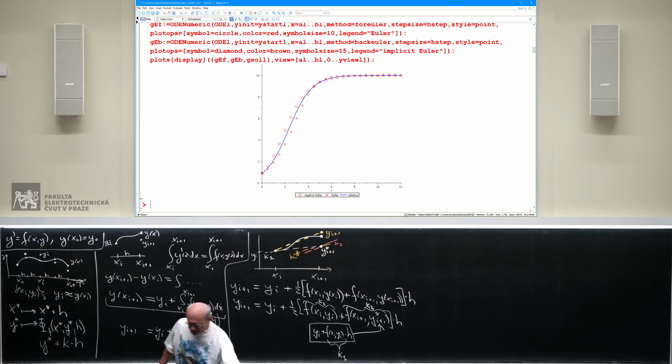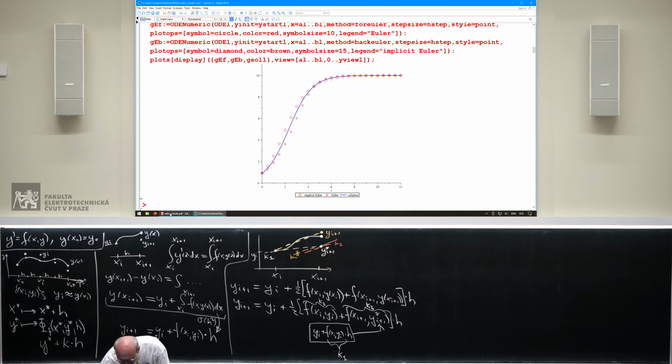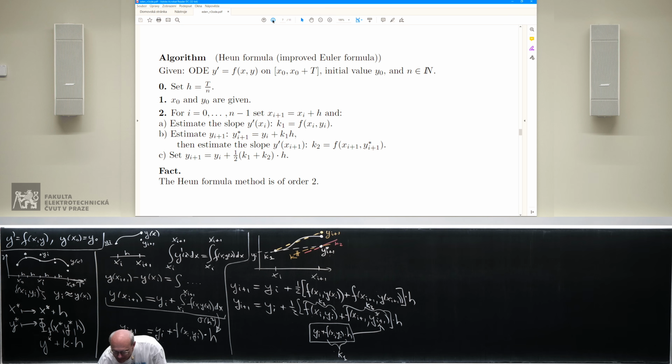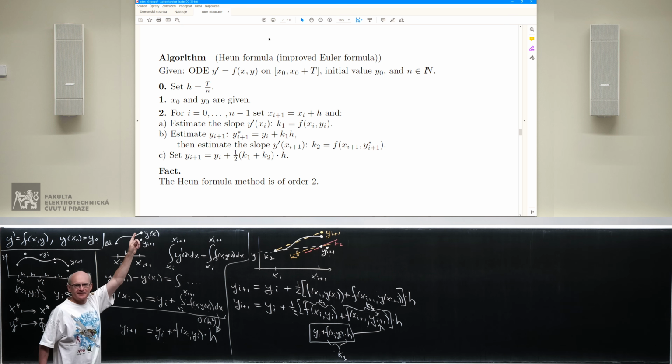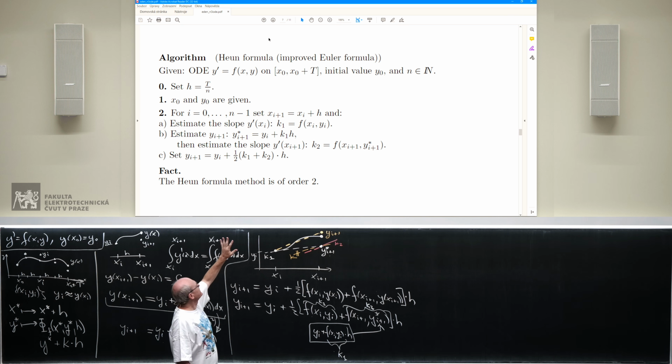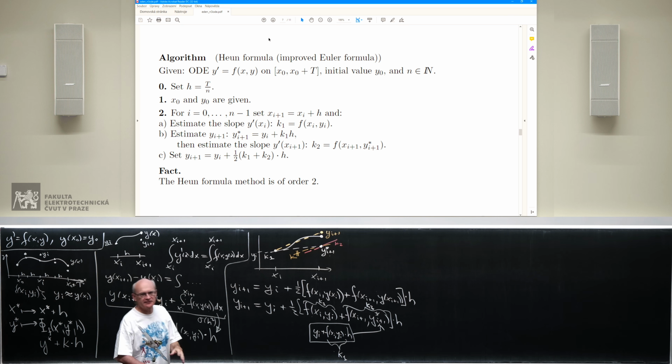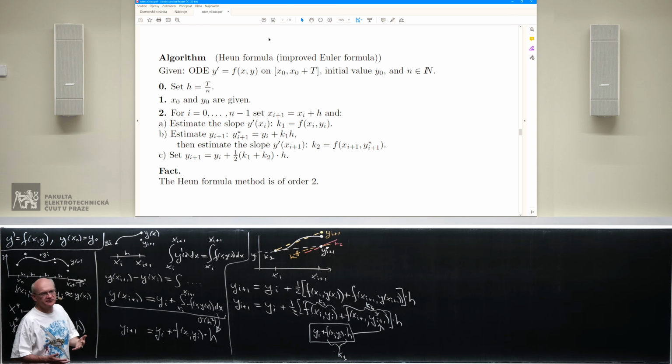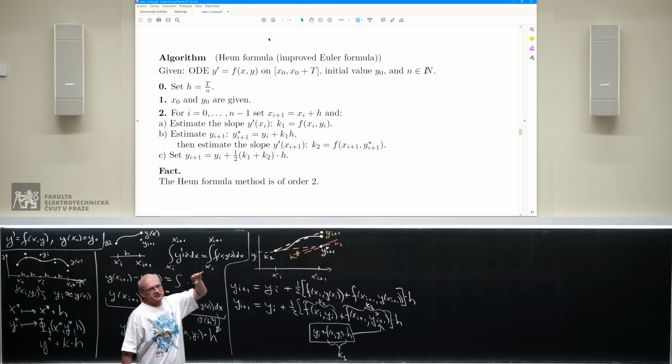Let's formalize it. This is called the Heun formula, but some people call it the improved Euler formula. Usually, these more advanced methods have many names. Different people call them in different ways. This is a little bit, let's say, unpleasant, but that's life. The Heun formula seems to be the one which is most widespread.